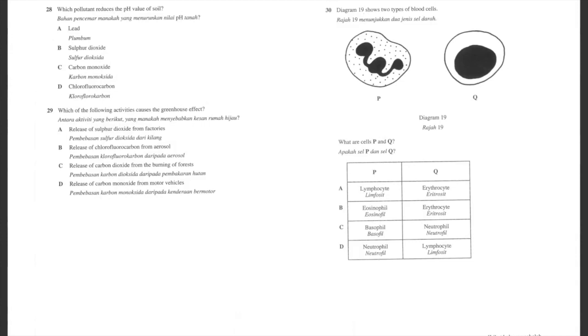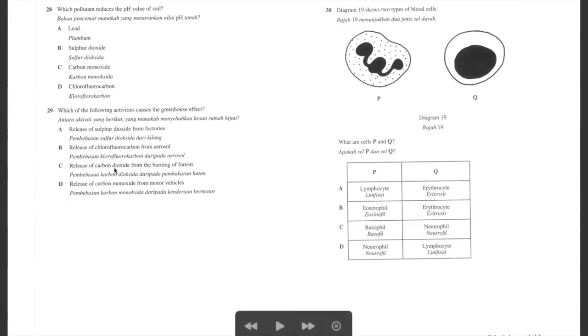Okay, 29. Which of the following activities can cause greenhouse effect? Okay, for those who don't know, greenhouse effect is due to the release of carbon dioxide. Semakin banyak carbon dioxide, semakin kuat the effect of greenhouse effect. Okay, 29, the answer is C.